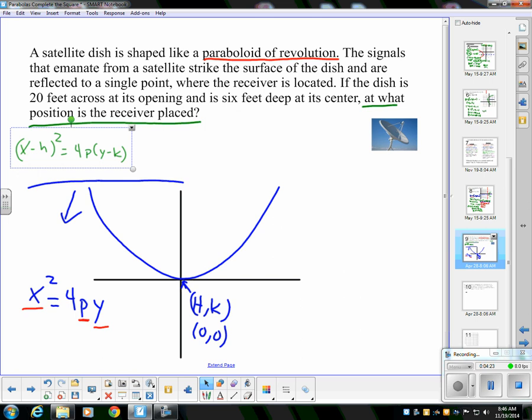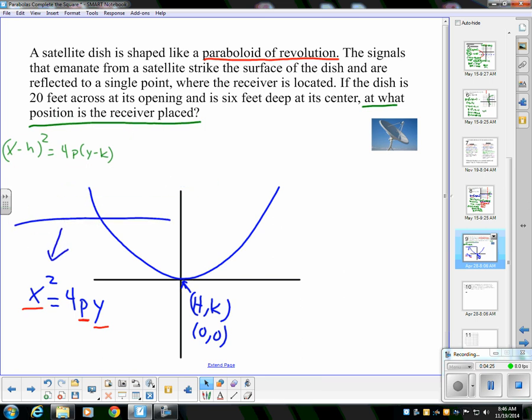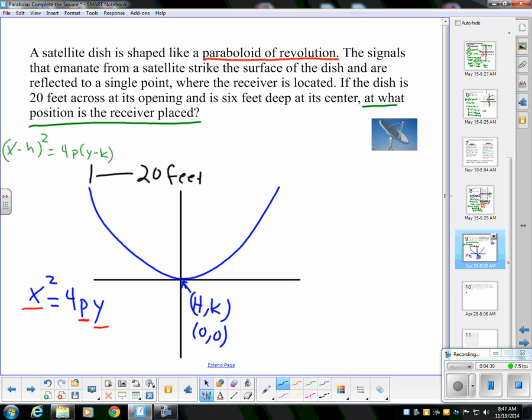I'm going to make that a little bit smaller just to get it out of the way. The answer is yes, we do. If you look up in the problem, here's what you're told. You were told that the satellite is 20 feet across. You're also told that it is 6 feet deep. This board is shaking. It sounds like we have an earthquake or something going on here.